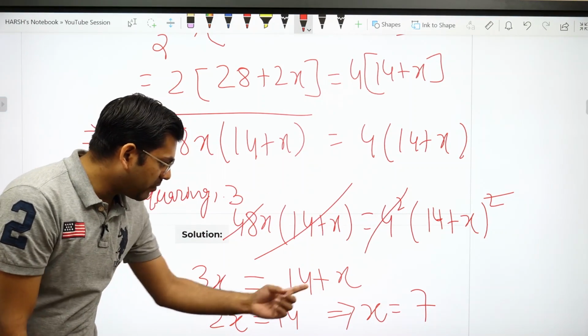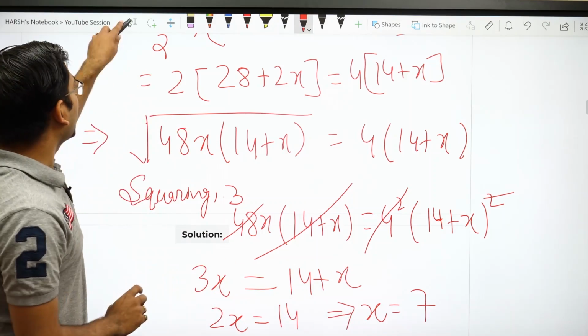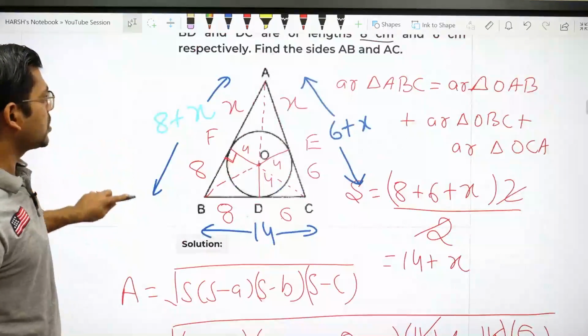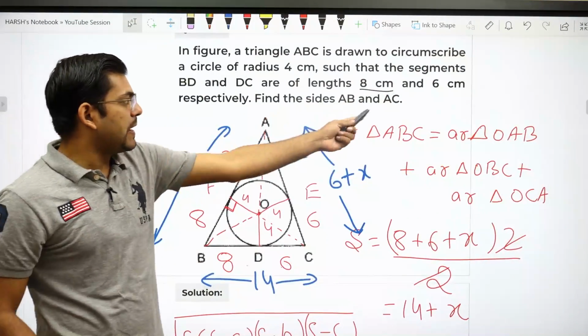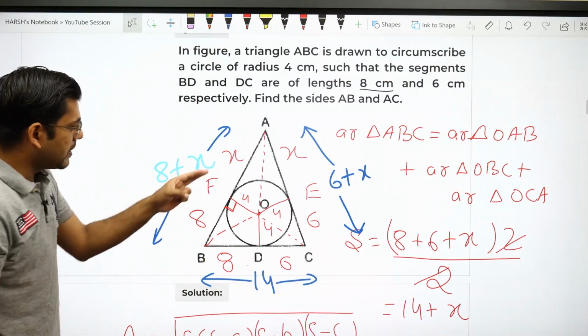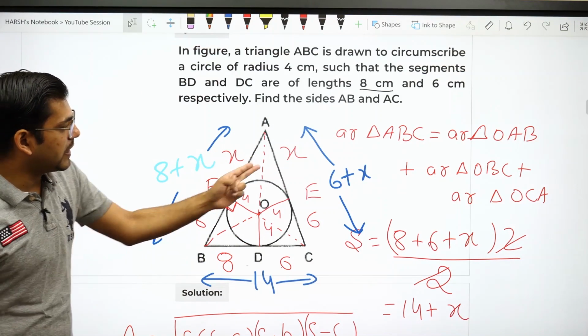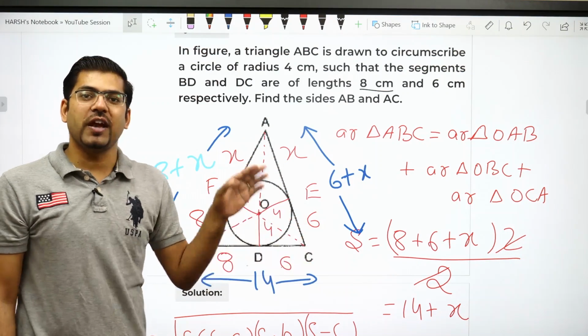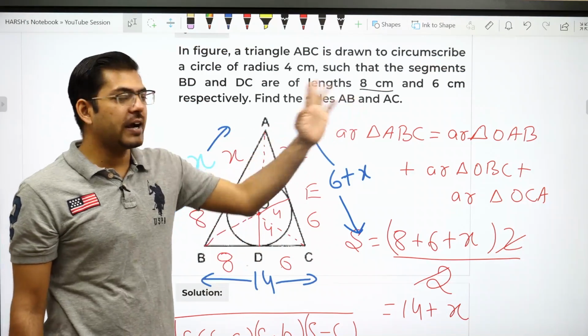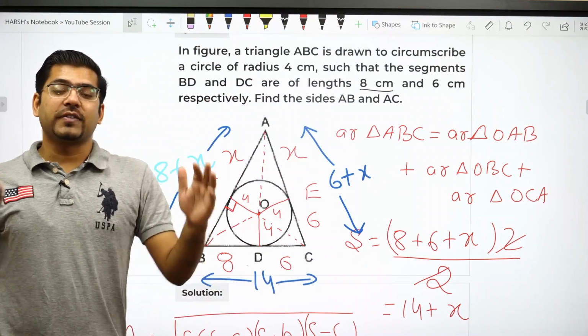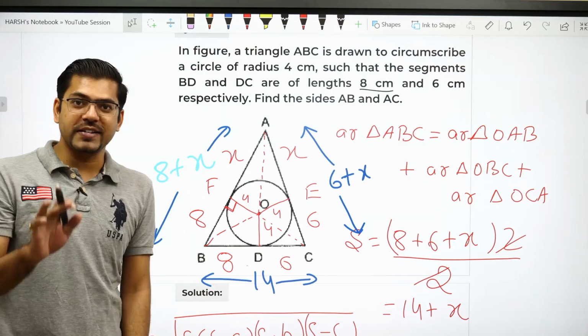Now guys, pay attention, we have got x equal to 7. What we were asked in this question is to find the sides AB and AC. So we have AB as 8 plus 7, which is 15, and AC as 7 plus 6, which is 13. So we have got 15 and 13 as AB and AC, the sides of the triangle. Okay, did you understand this?